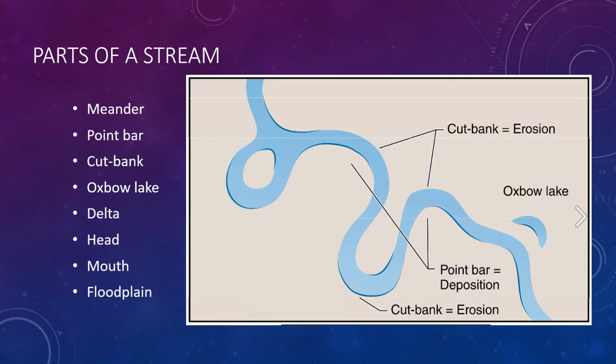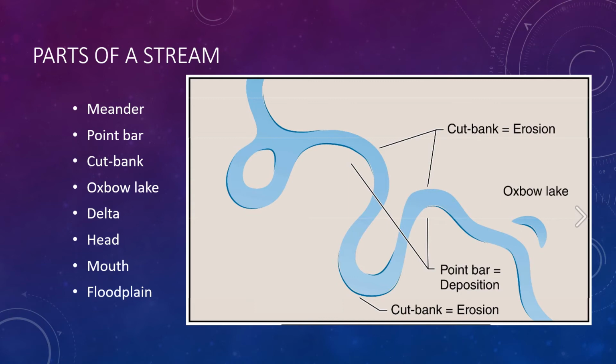As processes alter a stream, there are a variety of stream features that may be created. The diagram here points out a few. We use the term head to describe the beginning of a stream, where it starts, and the term mouth to define the end of a stream, where it ends, either by merging into another larger stream or a body of water, such as a lake or an ocean.